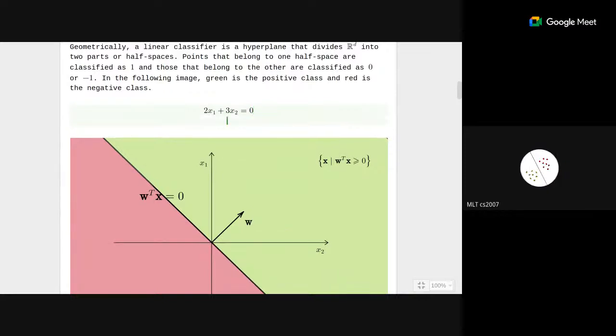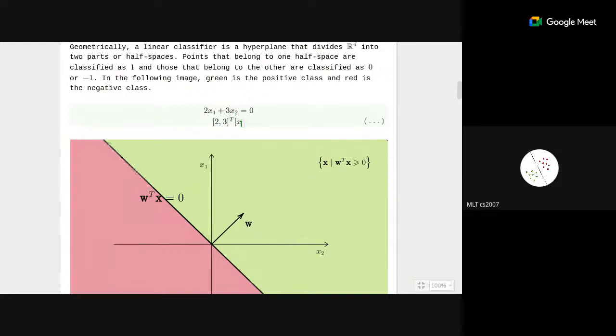Yeah, so you can look at this as W transpose X, right? So this will be (2, 3) transpose times (X1, X2), right? Right. So (2, 3) is already transposed, so I don't call it transpose. So the weight vector in this case would be (2, 3). Right? So W transpose X equal to 0.